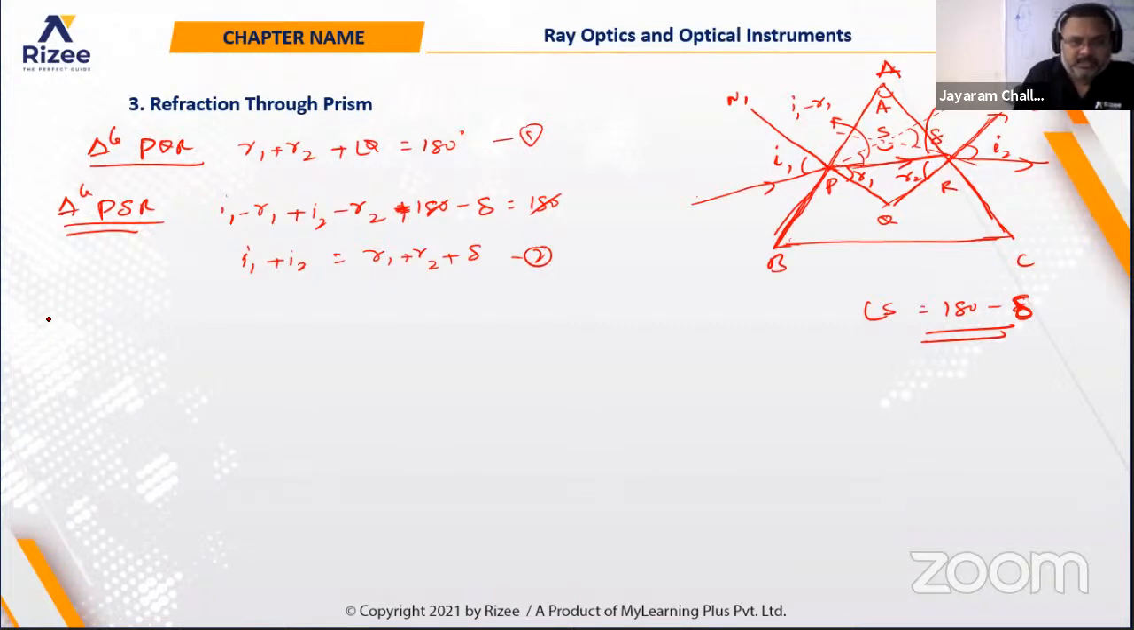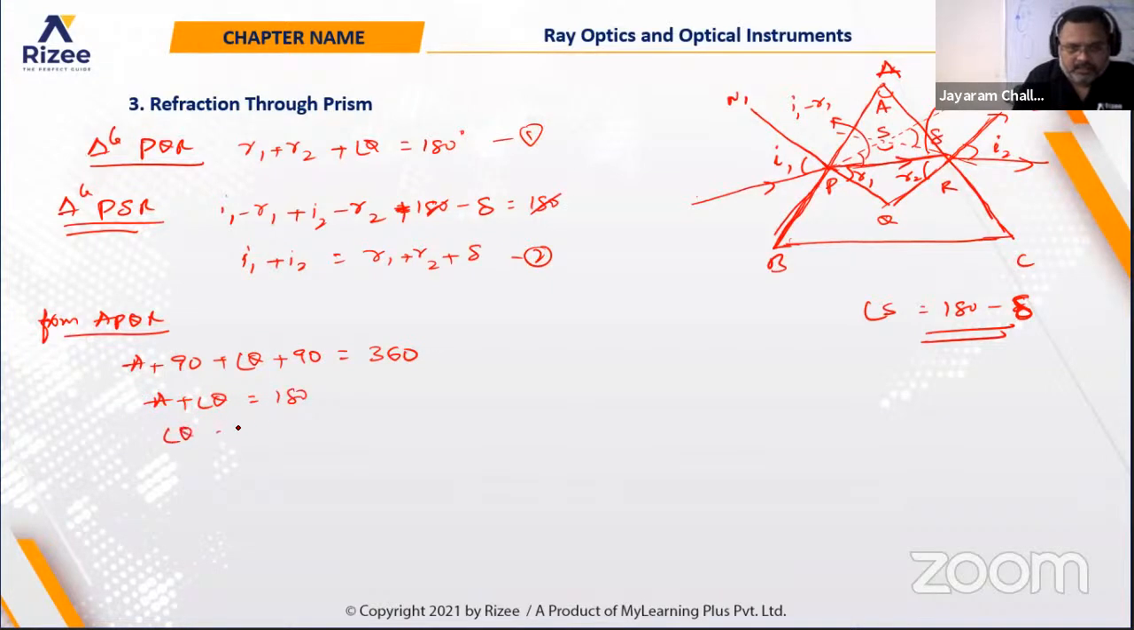And from the quadrilateral APQR, you can say that the angle of the prism plus 90 degrees plus angle Q plus 90 degrees is equal to 360, or else A plus angle Q is equal to 180, or angle Q is equal to 180 minus A. Now when you put this in the first equation, angle Q equal to 180 minus A, you will get your first important relationship for the refraction through the prism: R1 plus R2 is equal to A, and I1 plus I2 will be equal to A plus the angle of deviation.